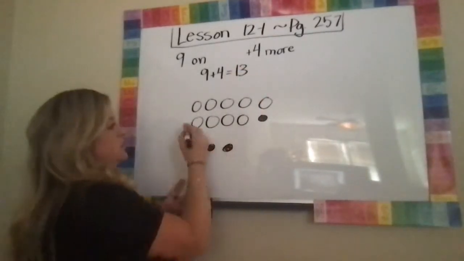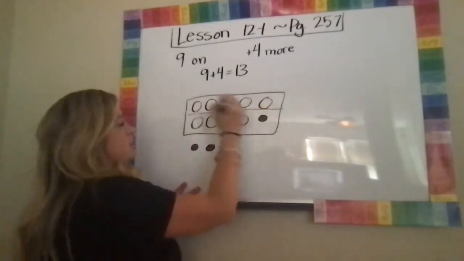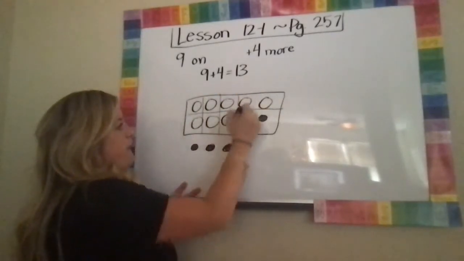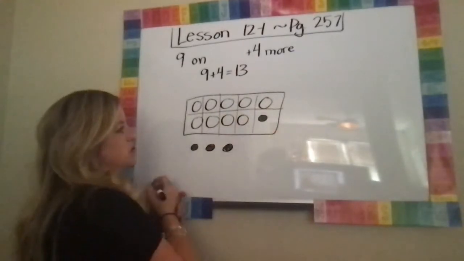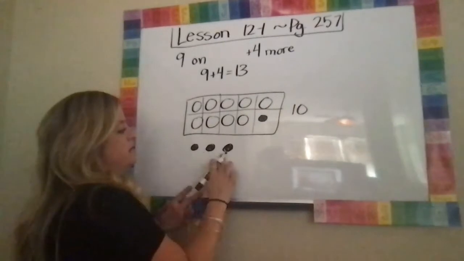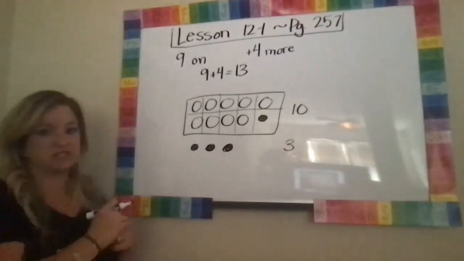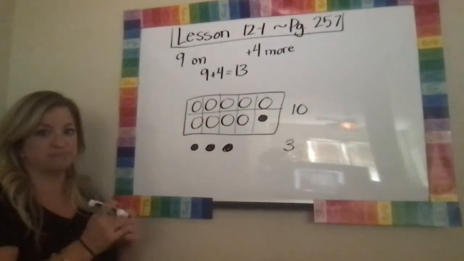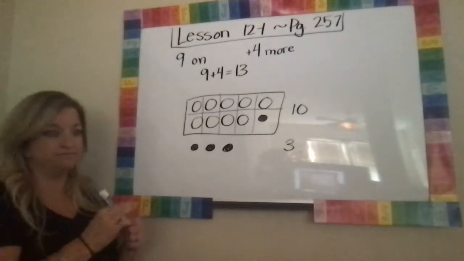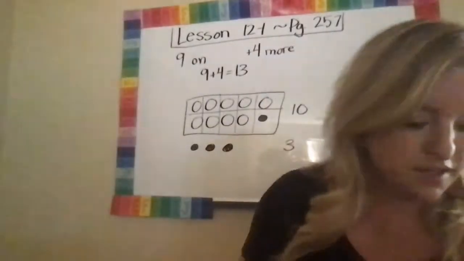Look at what I did though in my tens frame. This is imaginary, remember, it's invisible. We can just pretend that it's here. I put in one of those dots there, and guess what I did? I made 10. And then I had 3 more. And so I know 9 plus 4 is 13. Pretty cool, right? All right.